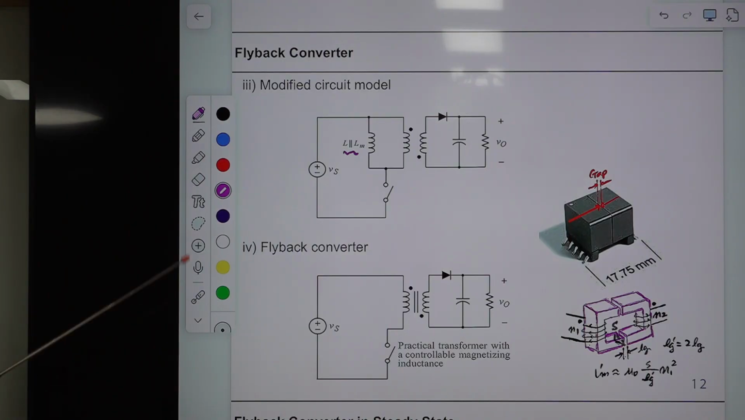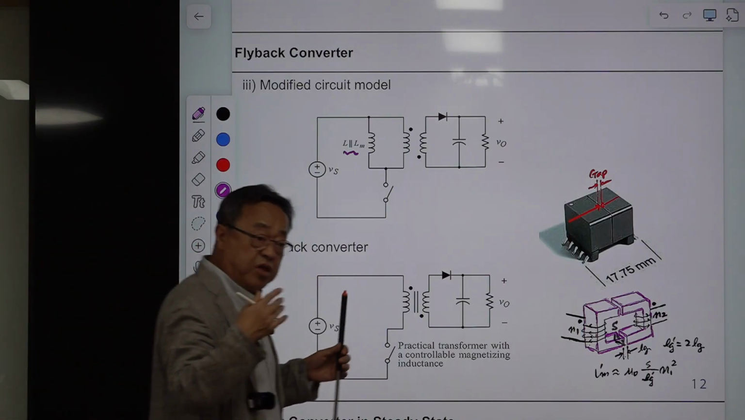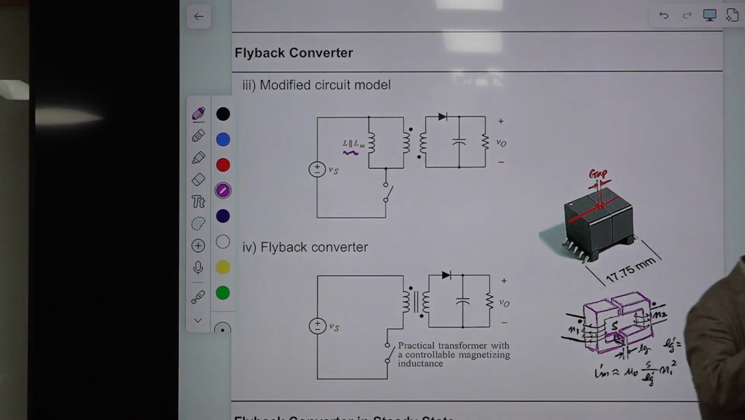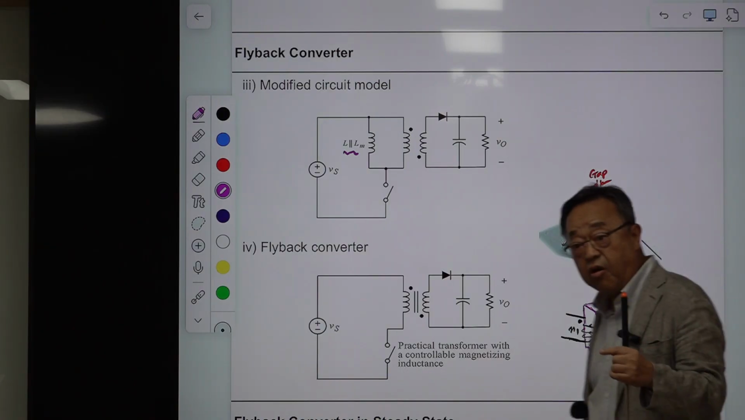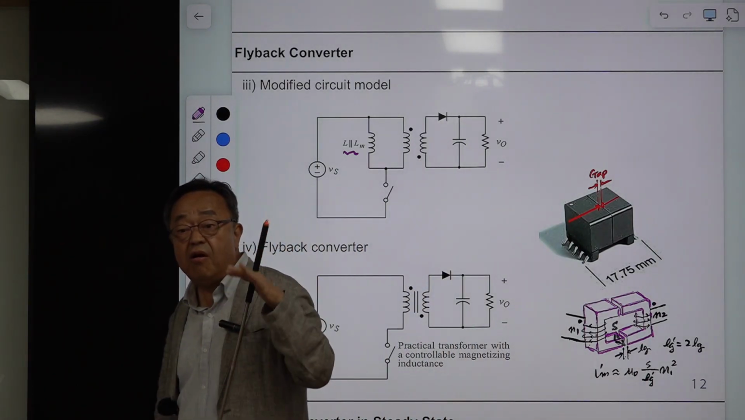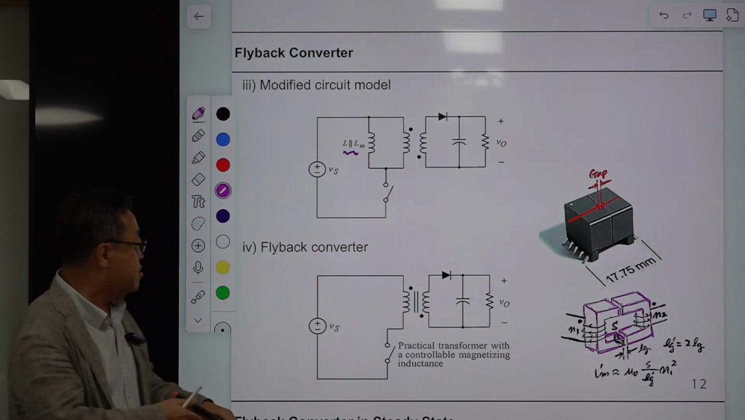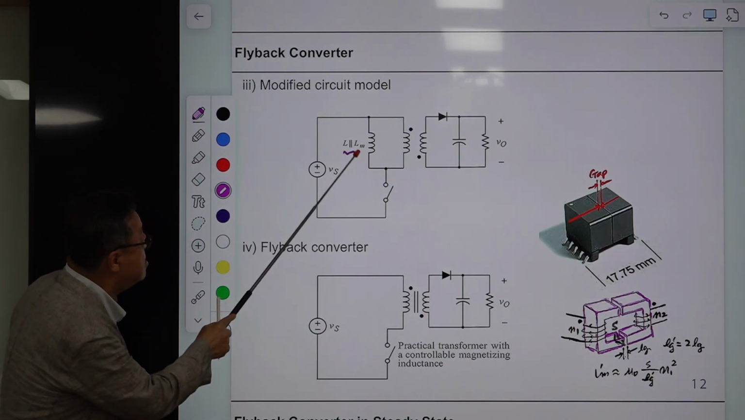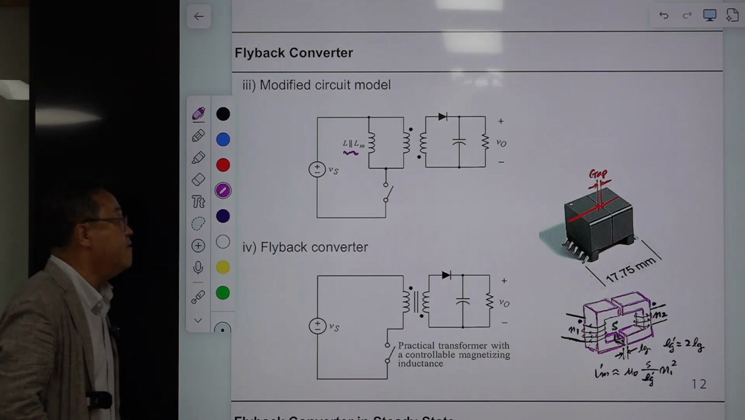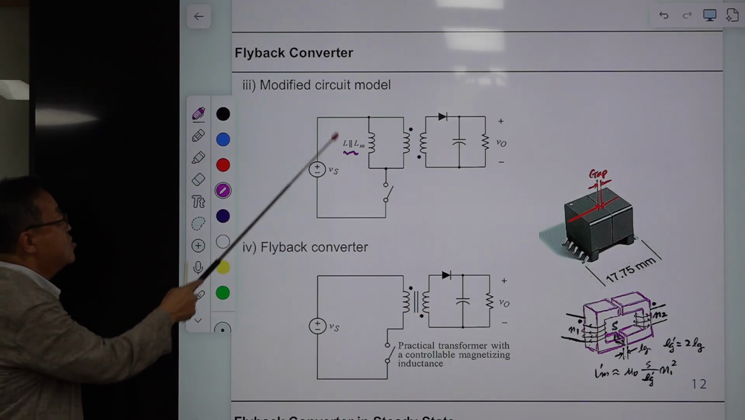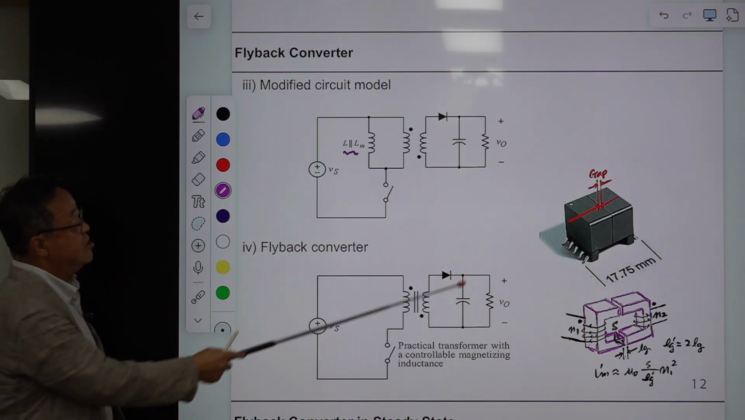Usually you want to maximize the magnetizing inductance of the transformer, but in this case the situation is entirely different. You have a desired value of the magnetizing inductance of your transformer, and it is functioning as the normal inductor in other converter topologies. So inside of this is Lm. But this value, you have some desired value.